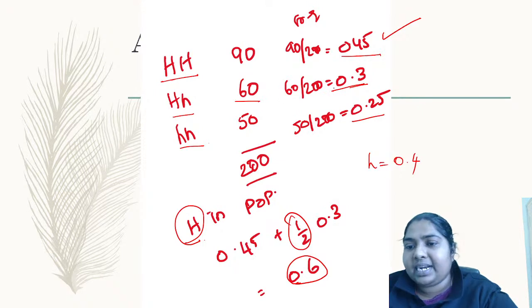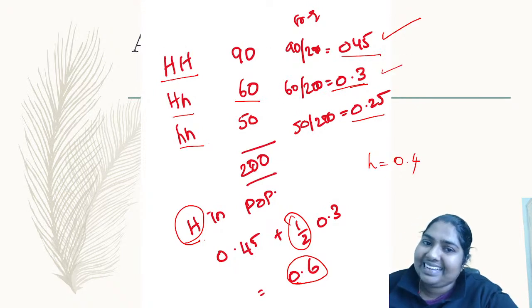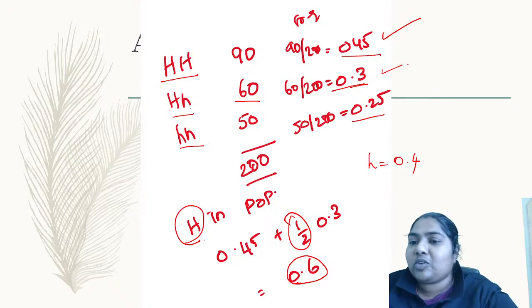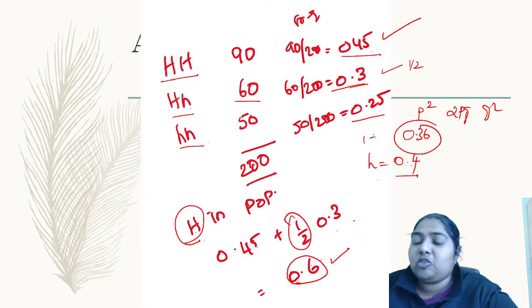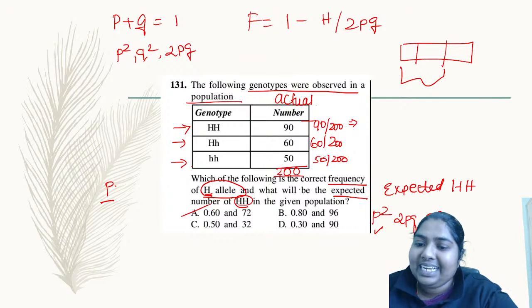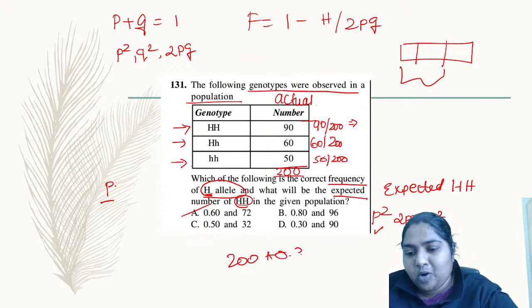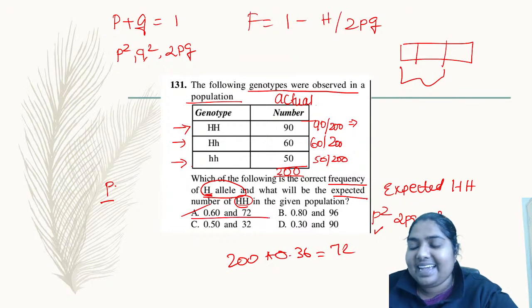Then 60 divided by 200 is 0.3. This is Hh, capital H and small h, so you can take only half of this value. So 0.45 plus half of 0.3 makes 0.6. So H is 0.6 and small h is 0.4. Now substitute this in the formula P squared, 2PQ and Q squared. P squared means 0.6 times 0.6, so 0.36 is the answer. The total in the population is 200, so 200 times 0.36 equals 72. Hence A is the answer.